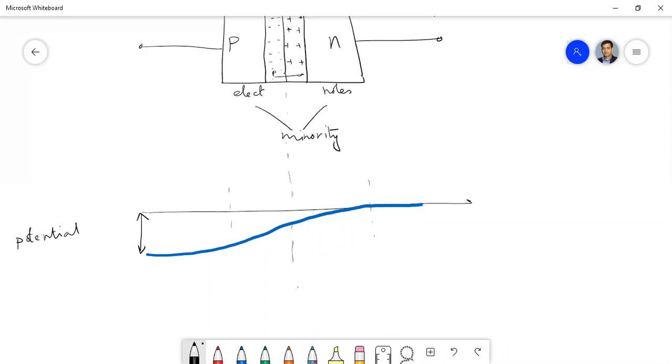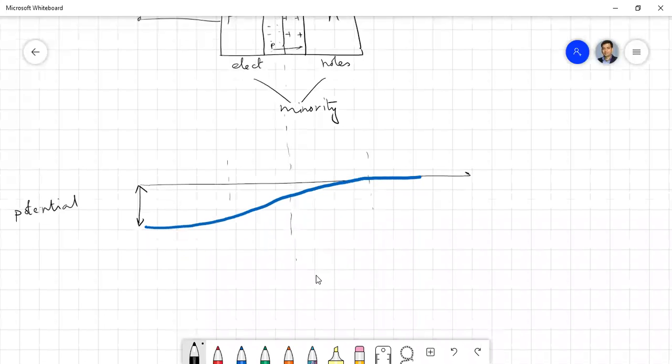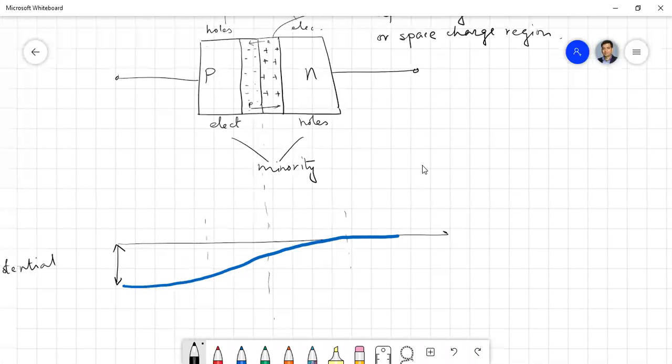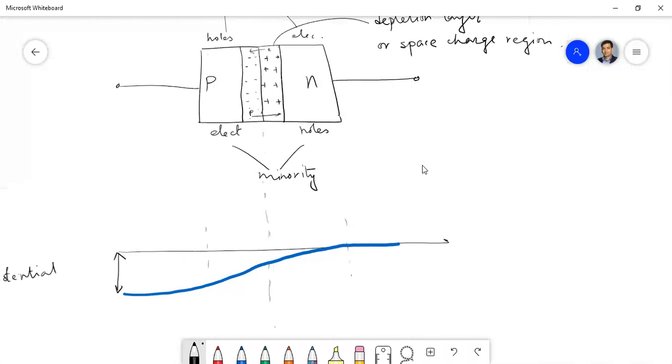Now, there are two phenomena that can occur after that, one is called the reverse bias and another is called the forward bias. Okay, so what do you mean by that? Though we call forward bias and reverse bias something done externally, this is basically the internal phenomena of the device. It is not an external thing.